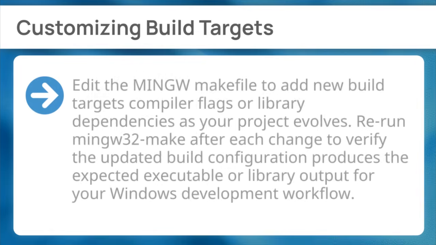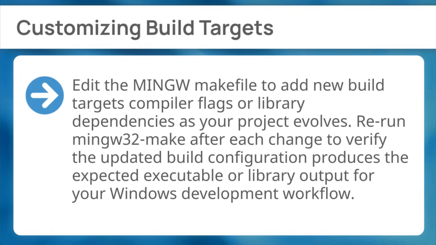Finally, customizing build targets. Edit the MinGW makefile to add new build targets, compiler flags, or library dependencies as your project evolves. Rerun mingw32-make after each change to verify the updated build configuration produces the expected executable or library output for your Windows development workflow.